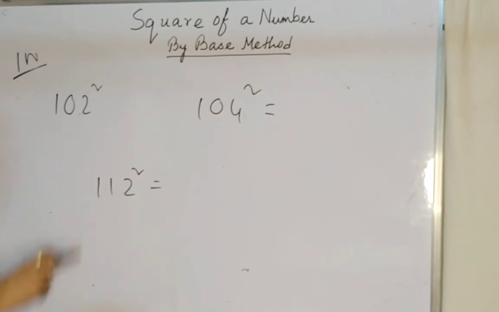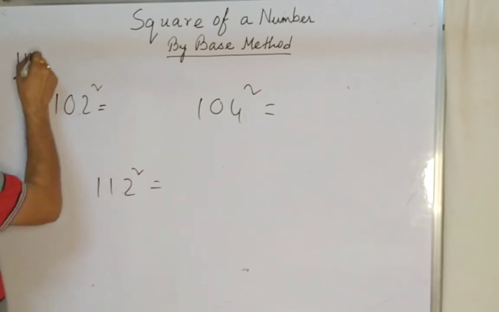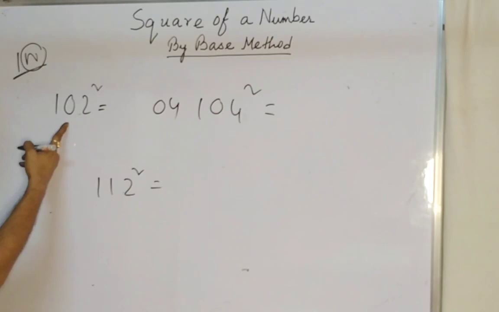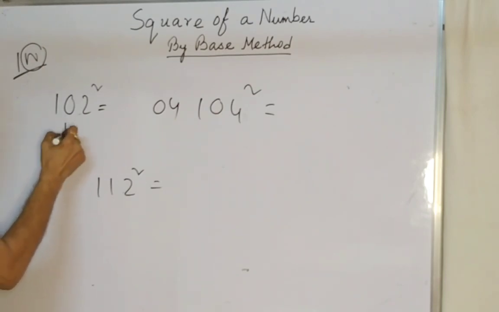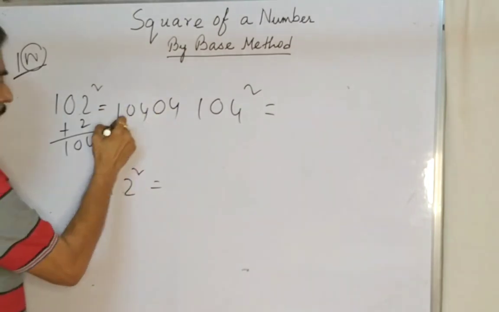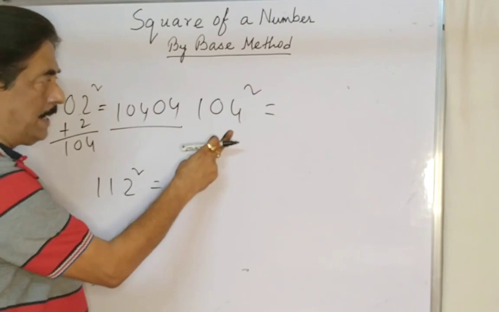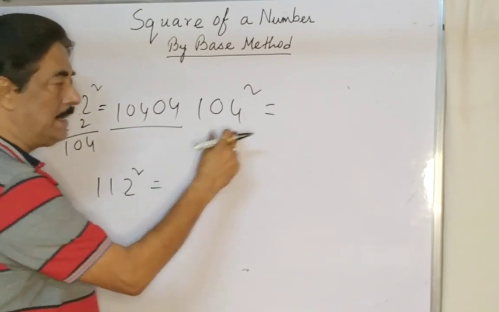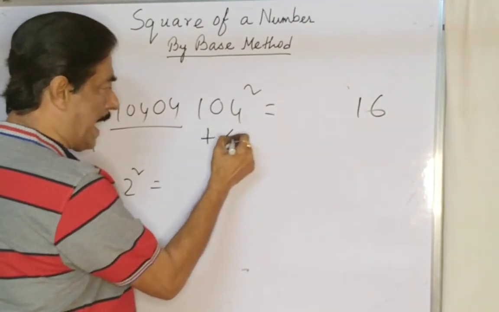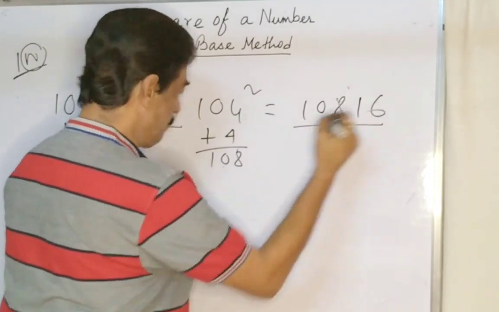For 102, our base is 100. How much above? 2. So 2 square is 4. I have to write 2 digits because there are 2 zeros, so 04. When less, we have to subtract; when more, we have to add. So adding, your result is 104. I write 104, 04. Now for 106, our base is 100. How much more? 6. 6 square is 36. I write 36 directly. If it is more, you have to add these 6. So 112, your answer is 112, 36.